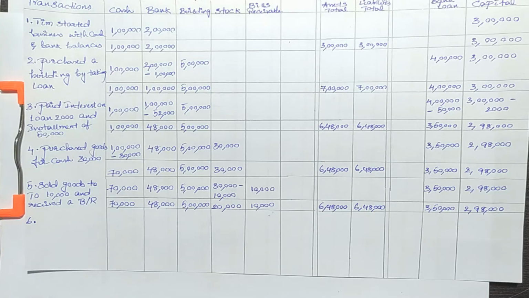The remaining balances, that is cash, bank, building, bank loan and capital, will remain same. There won't be any change in these account balances. Assets total is 6,48,000 and liabilities total is 6,48,000. Both the totals are matching with each other.